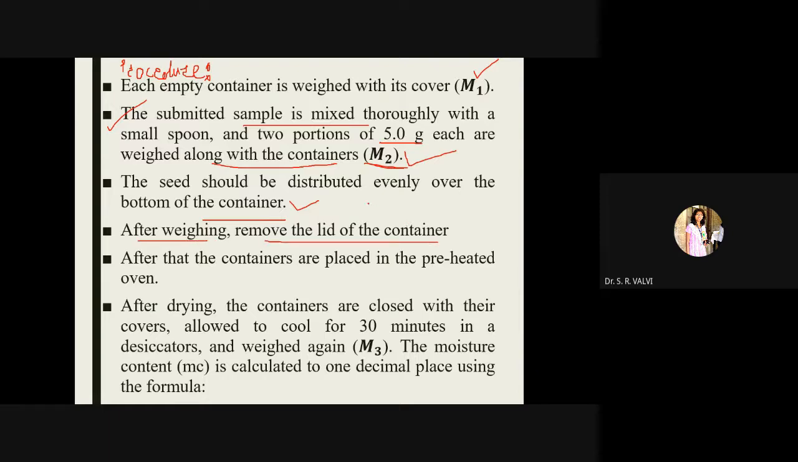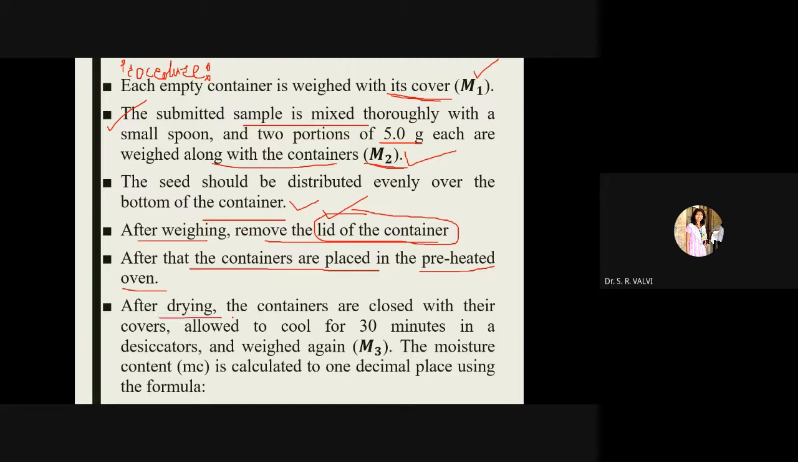Now you have taken the weight of that particular container with the seed, right? Now you have to remove the lid, right? Here we have used the container with its cover or lid. After weighing you have to remove the lid of the container. After that the container is placed in a preheated oven, which means while placing the seeds in the oven, you have to remove the lids of the container, right?